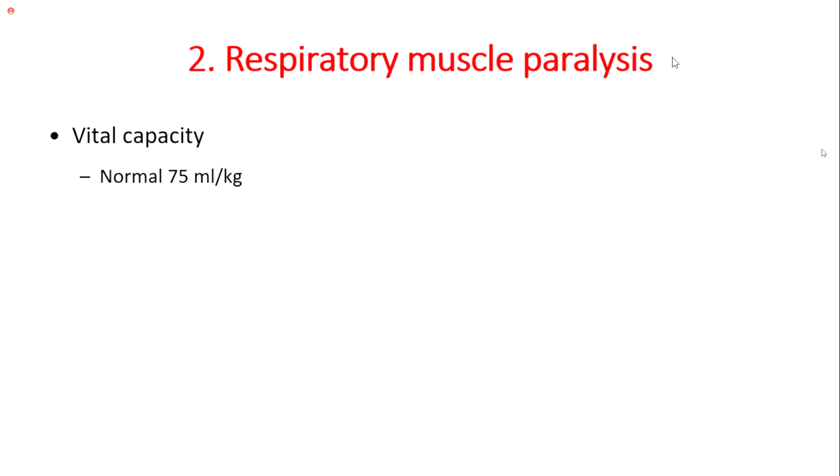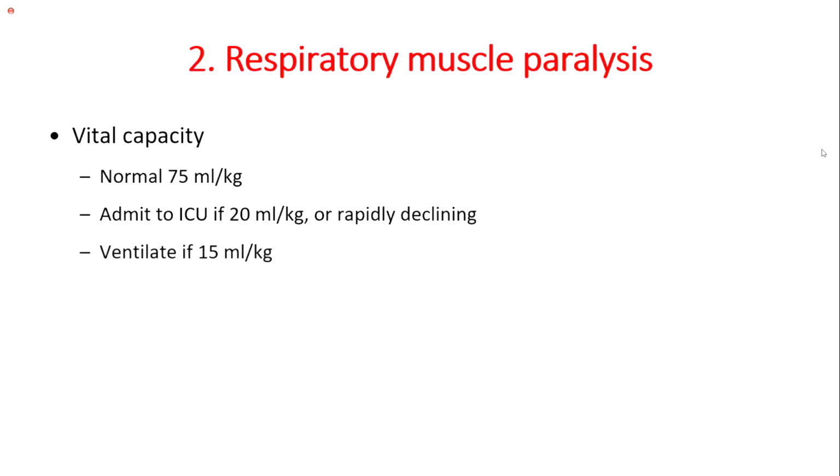So when do you take the patient or admit the patient to the ICU? Anyone? Yes, if you don't know. 50% reduction. Now we go a little lower. So it's about 20 ml per kg. Right? So if you take a 50 kg person, it is about 1000 ml, 1 liter. So you say you have about 3 to 4 liters of vital capacity. But if your vital capacity is 20 ml per kg or rapidly declining, very important, rapidly declining, then we admit the person to the ICU. And when it's 15 ml per kg, we electively ventilate.